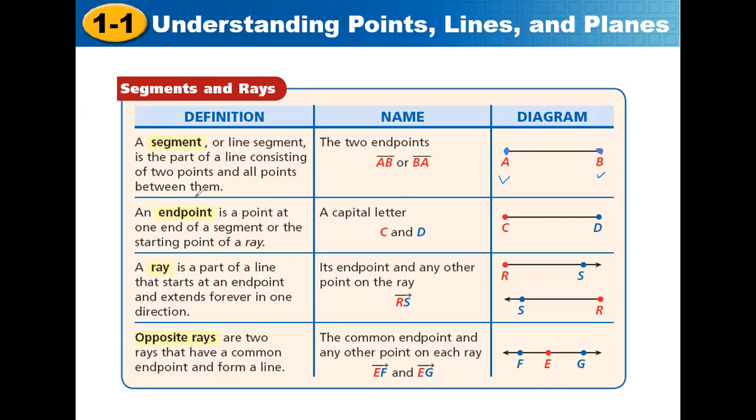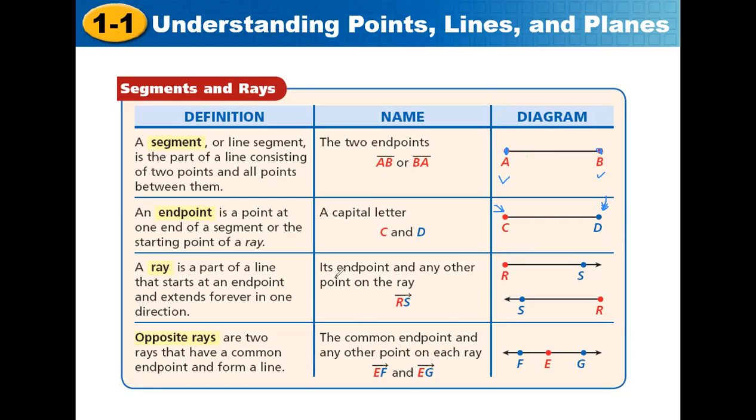An end point is a point at one end of a segment or the starting point of a ray. We can denote it by just a capital letter. So we want to know this one is called an end point and this one is called an end point. Where can we find the end point? We can find it in a line segment, where we have two end points, or we can find it in a ray. It has only one point. So a ray is a part of a line that starts at an end point and extends forever in one direction.